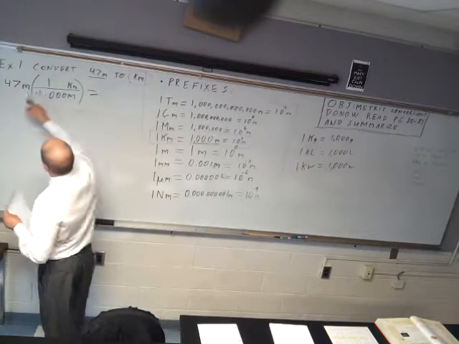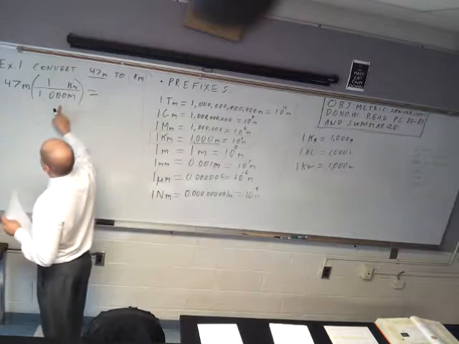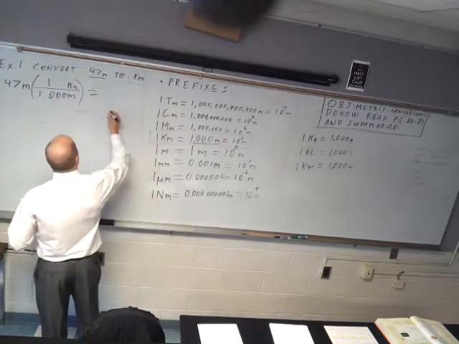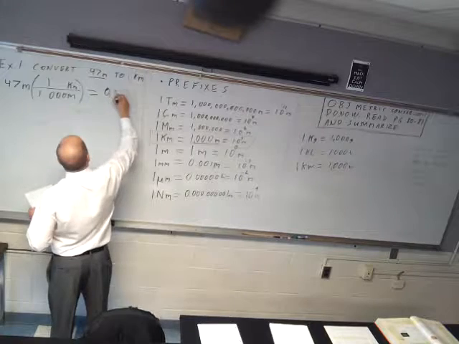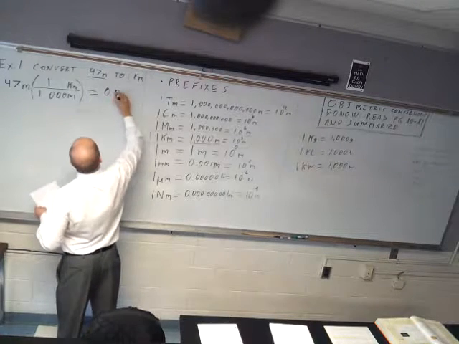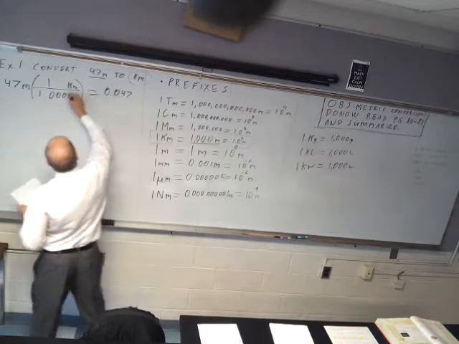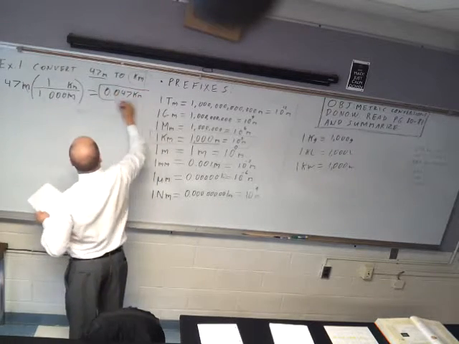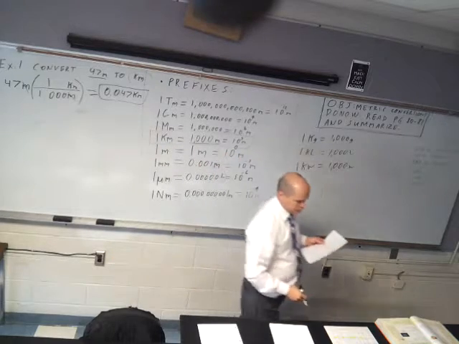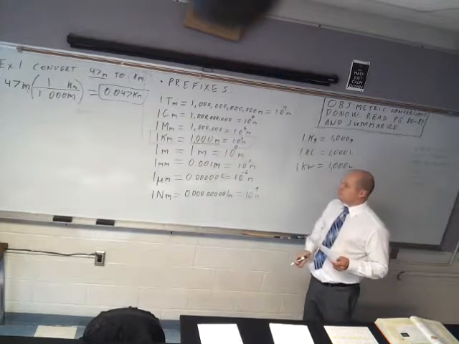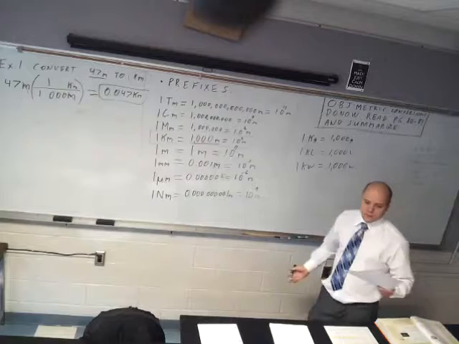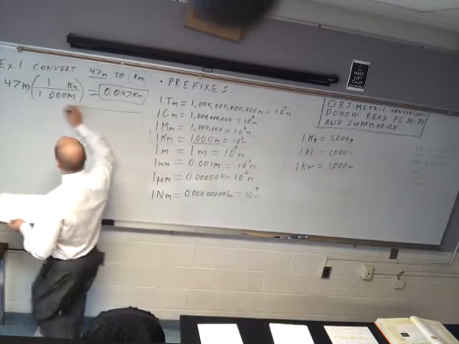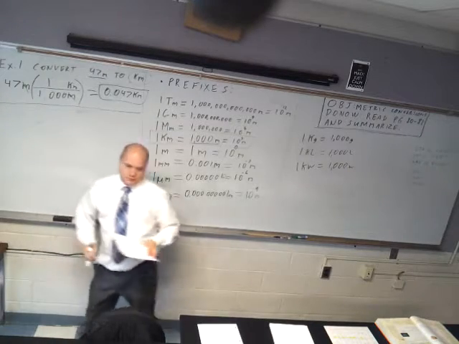From here, all you have to do is 47 times 1 divided by 1,000. Obviously, you're not going to multiply by 1. So 47 divided by 1,000, you plug that into your calculator, and it should give you 0.047. And these meters cancel, and you get kilometers as your units. That's your answer. Every conversion, even if you're not doing the metric system, can be done this way. It always works, and it will never go wrong. Questions?